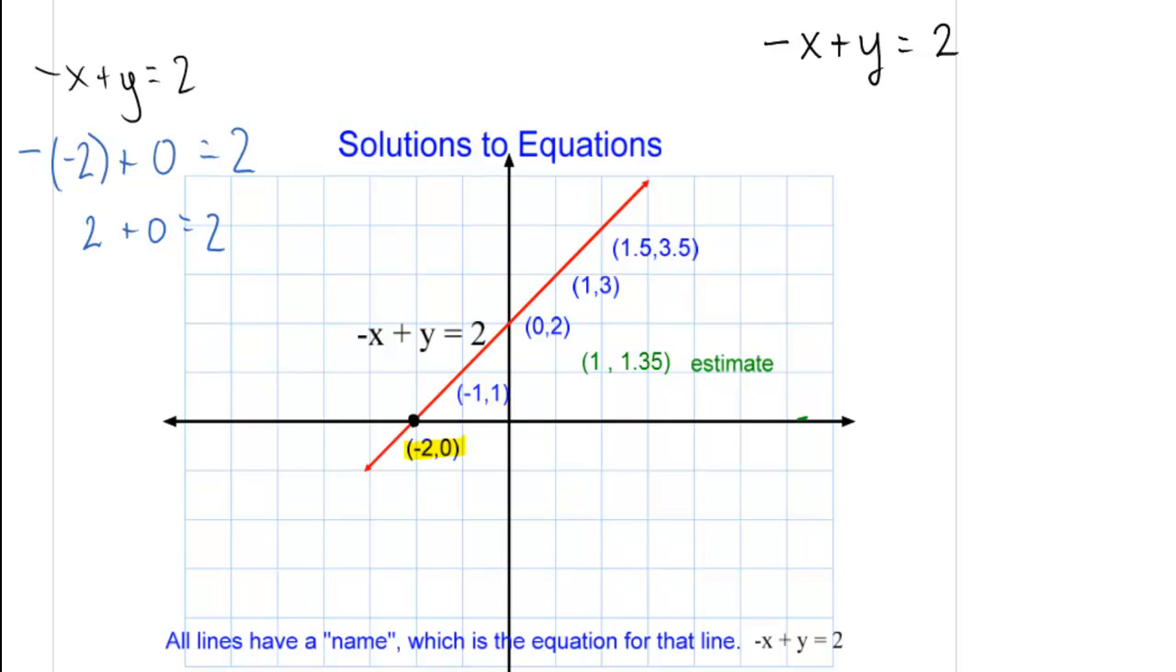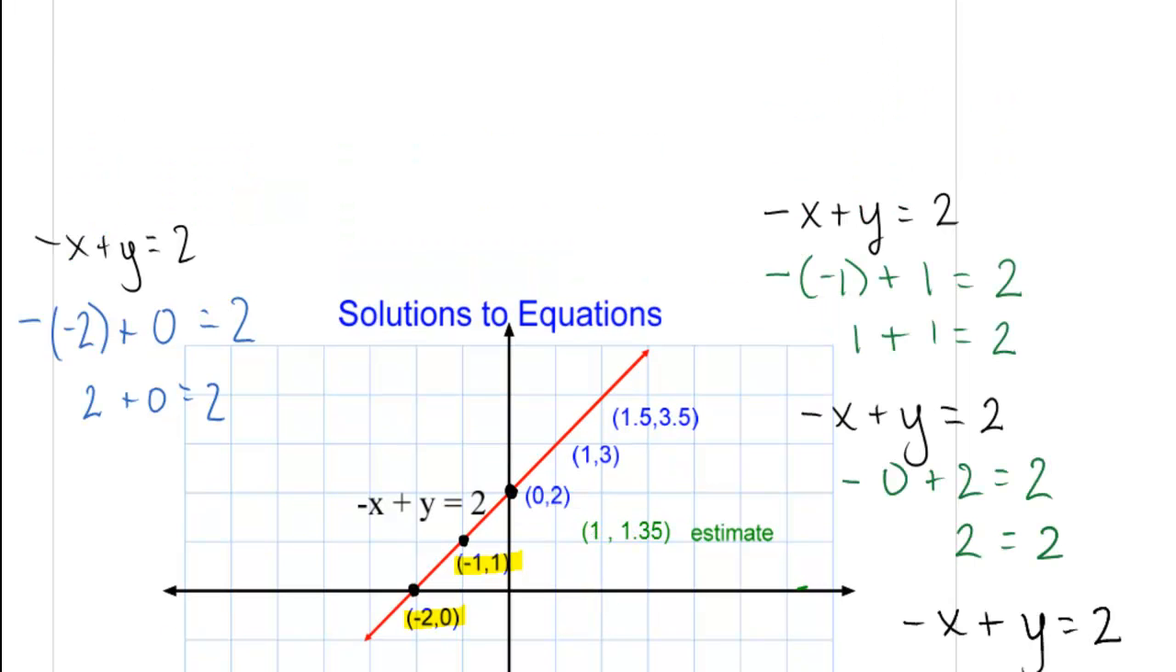Now let's see if -1, 1 is a solution to the equation. I'm going to substitute -1 in the place of x and 1 in the place of y. The opposite of -1 is 1, and 1 plus 1 does indeed equal 2. Therefore, -1, 1 is indeed a solution to this equation, so it will be a point on that line. Now I'd like for you to try 0, 2 and try 1, 1.35.